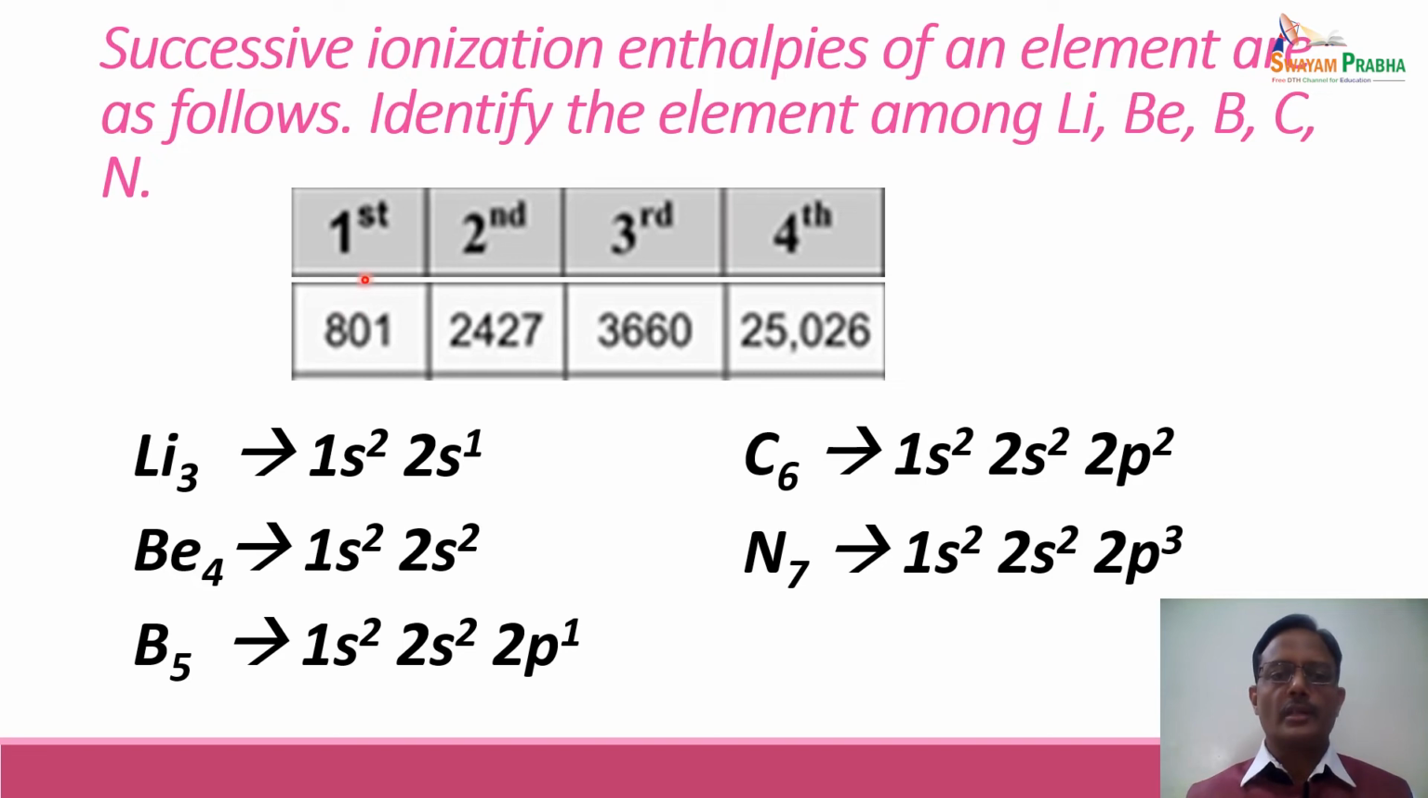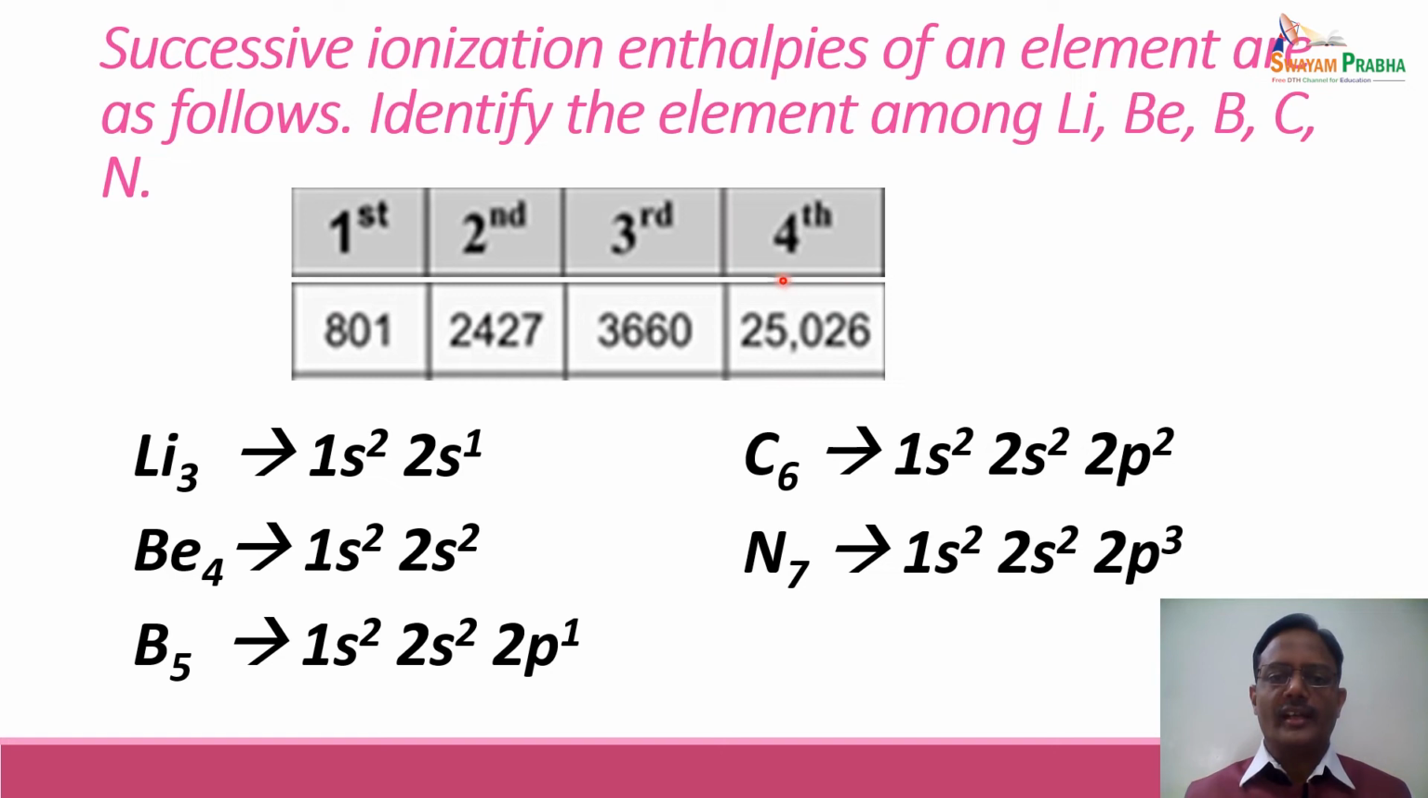Now if we observe these values carefully, there is a threefold increase in the ionization enthalpy from first to second. It means that the first electron is lost easily, but the second electron is not lost easily at all, because 3 times extra energy is required, 801 and some 2400 kilojoule. Okay, from second to third the increase is not that drastic, but from third to fourth there is a very rapid increase.